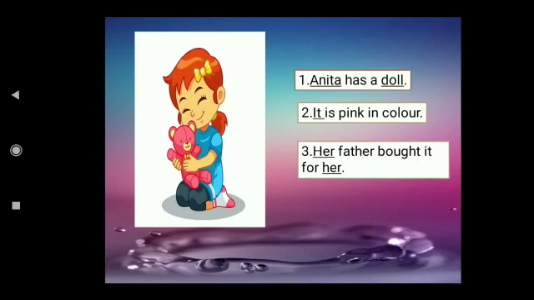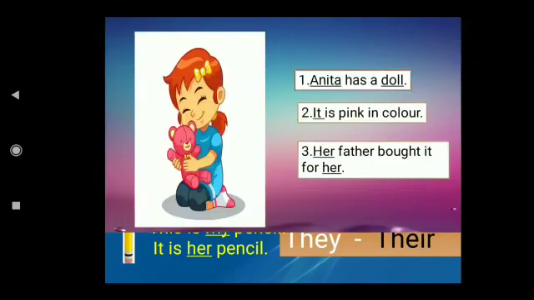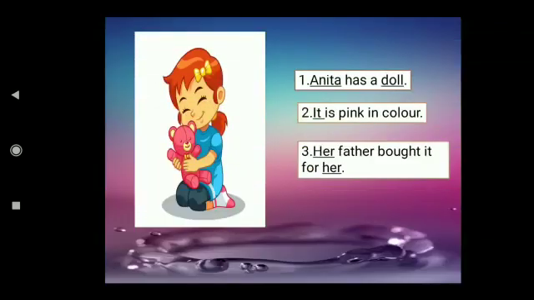Next, whose father? For a girl, what possessive pronoun do you have to use? Her, right? So her father bought it for her. Her father. Whose father? The father is belonging to her. So her father bought it for her. Now we understand only 3 sentences. First you are talking about Anita. What does she have? She has a doll, because she is a single person. Only one girl, right? So has. If it is plural, you have to use have. And for first person, who is the first person? Yes, yourself.